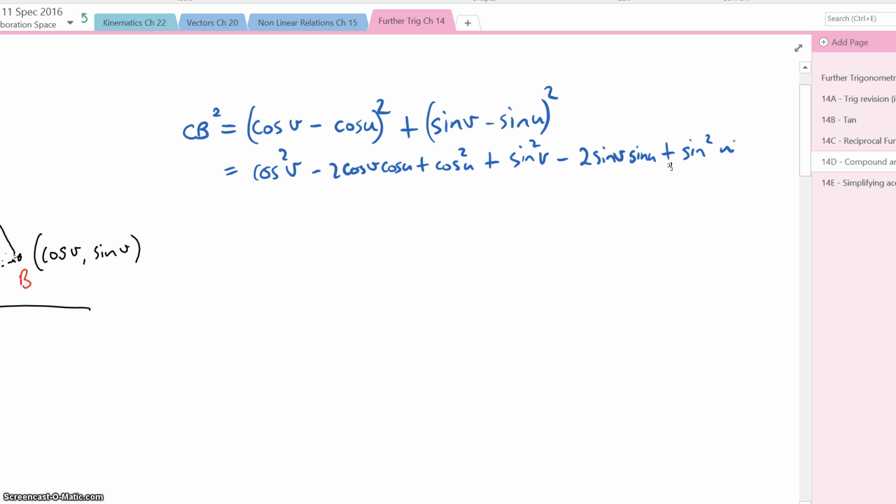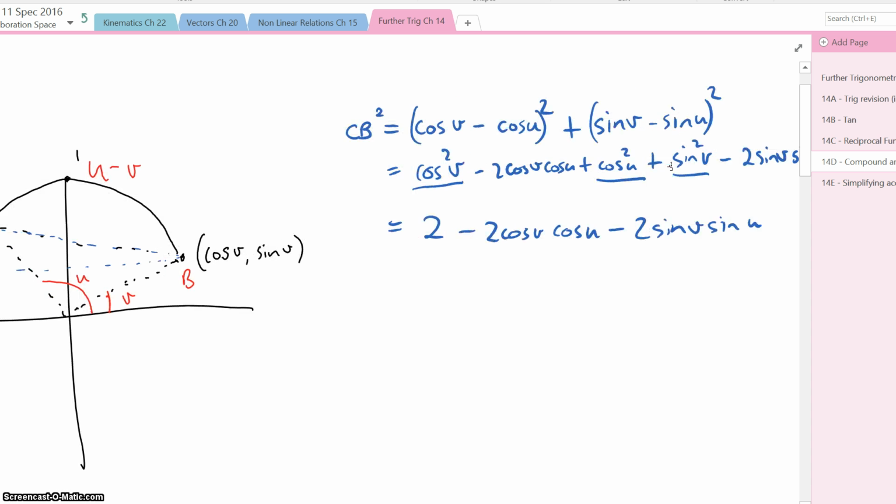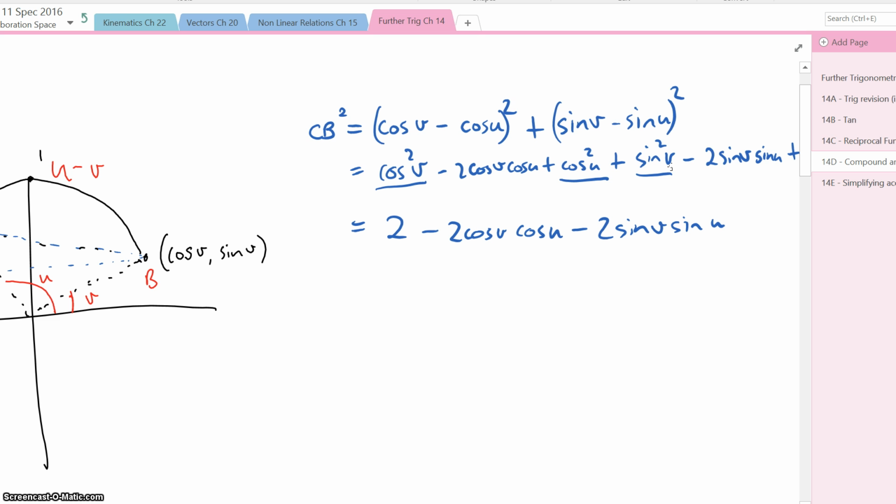Okay, now I'm going to notice a few things in here. I'm going to notice that cos squared U and sine squared U is there, and I know that when you add those two together you get 1. And I've got cos squared V and sine squared V, again using that formula we used the other day, that equals 1 as well. So I end up getting 2 minus 2 cos V cos U minus 2 sine V sine U. Okay? Isn't that great? Good. I'm going to stop there.